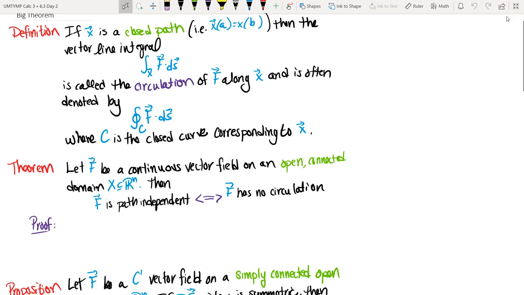Alright, so this is going to be the second video for the second part of 6.3. In the last video, we ended up proving the other direction: if we have a vector field that is path independent, and we're talking about an open and connected domain, then the vector field is also conservative. So that was really nice.